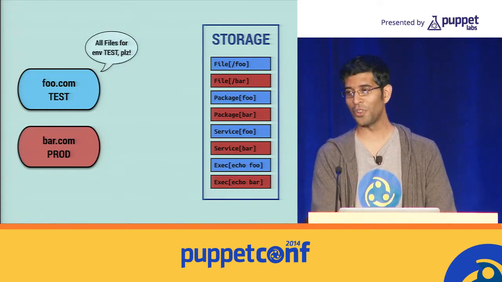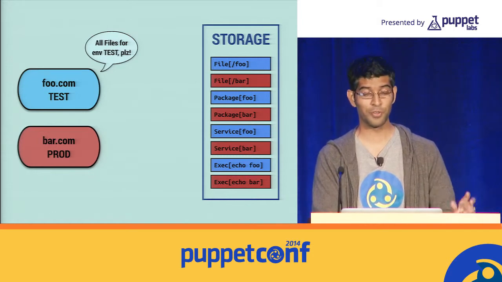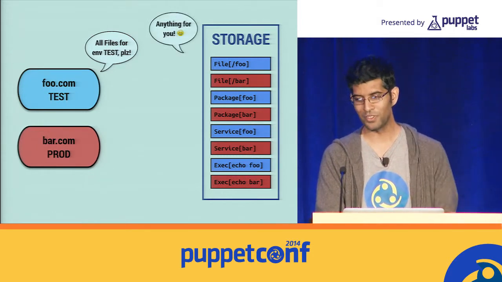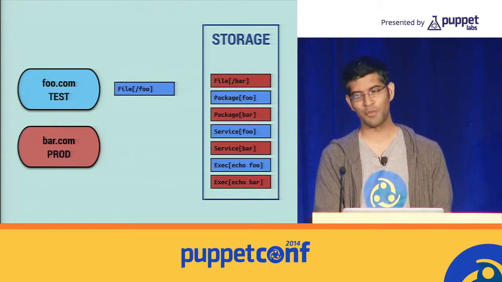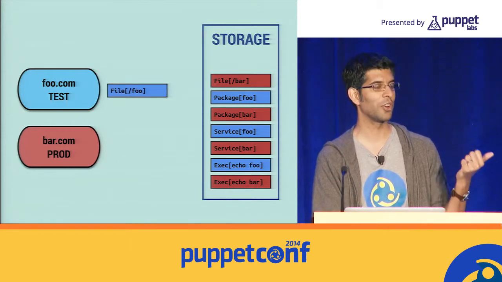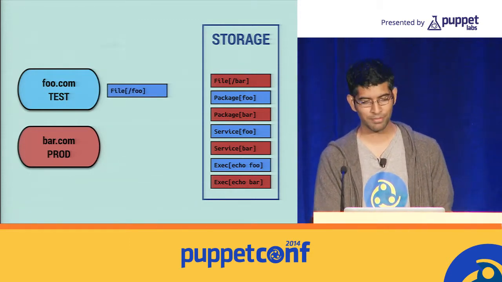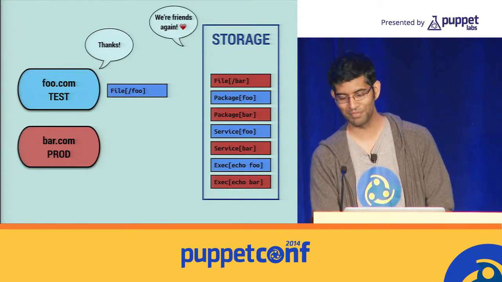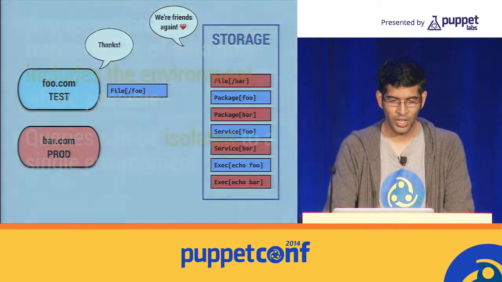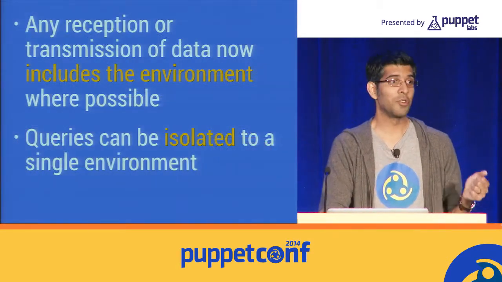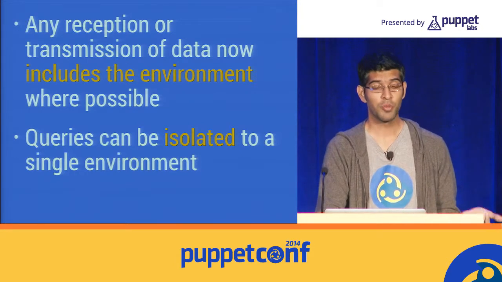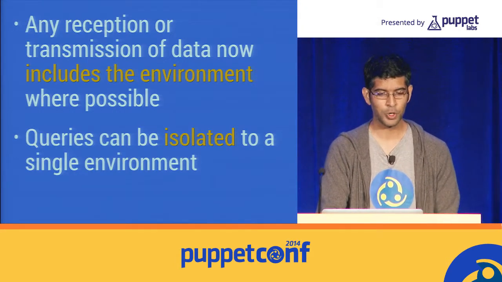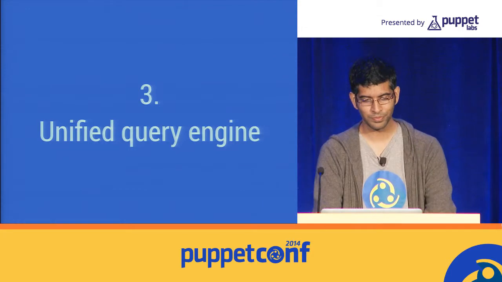So what environment support allows you to do is say, I want all files for environment test. PuppetDB can say, all right, now because I have some environmental awareness, I can just hand you back the things that are germane to the environment that you have. And we're friends again. So all data that's been transmitted or received now includes the environment, whenever we can get it, and queries can be isolated to a single environment.